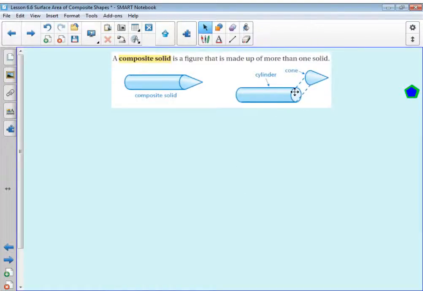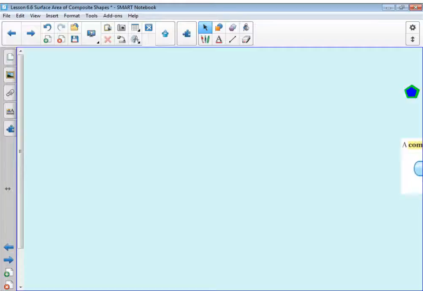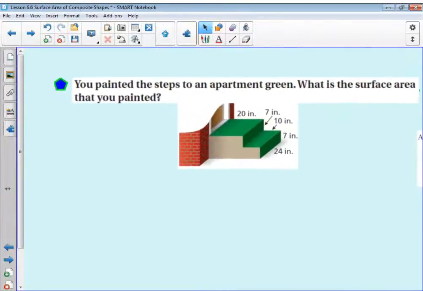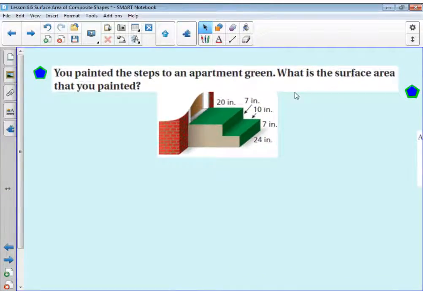Okay, so we're going to go ahead and start with a figure that looks like this. This is a real world scenario. It says you painted the steps of an apartment green. What is the surface area that you painted? Keep in mind, we're just looking at the green part, and that green part consists of a rectangle that is 20 by 24 going across here.